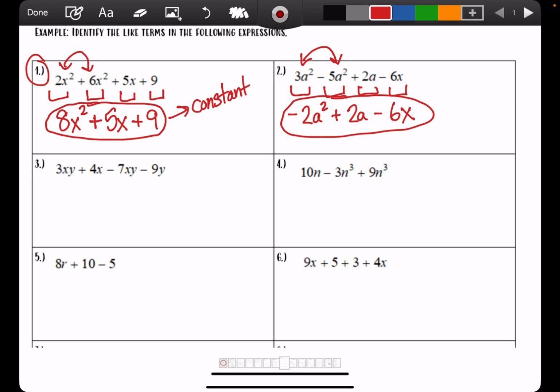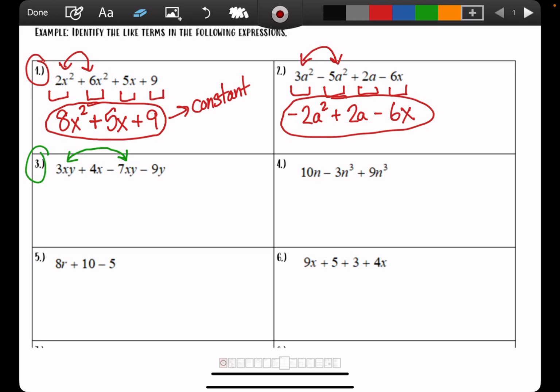All right, number 3. We'll go with green now. So number 3, 3xy plus 4x minus 7xy minus 9y. This is a little different because these two terms, 7xy and 3xy, both have 2 variables in their term, x and y. And because they have the same variables, we can go ahead and combine those.